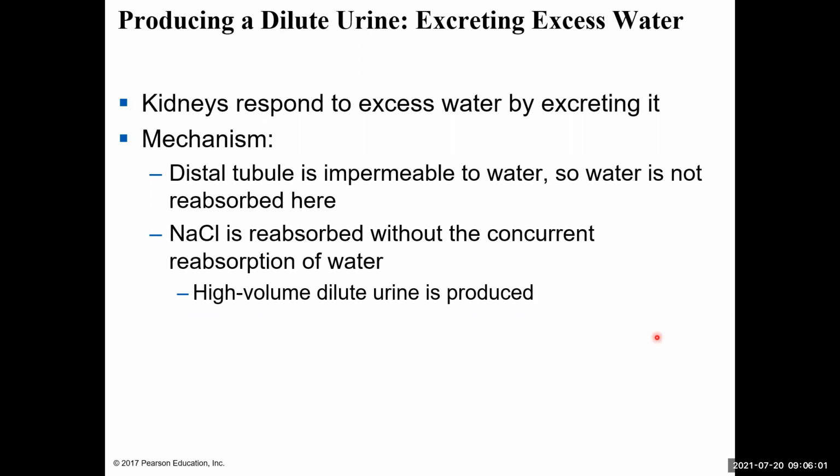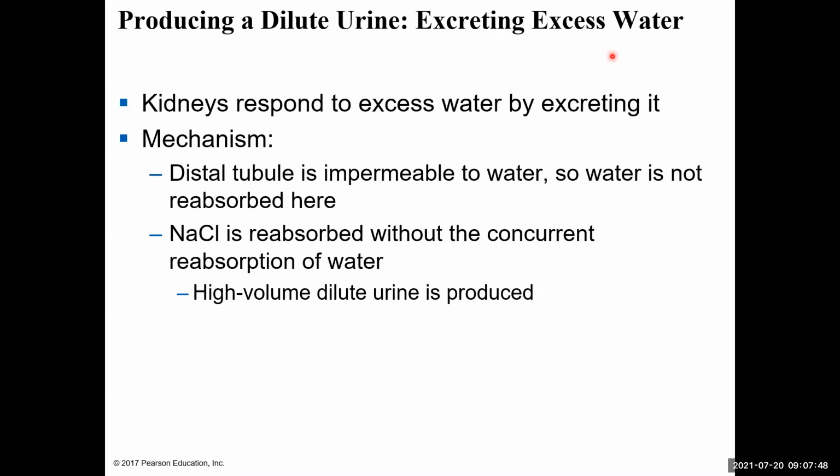Now, our bodies can produce a diluted urine or a concentrated urine, depending on how much water is present in our body. So if there's a lot of excess water, our kidneys will excrete it. If there is not a lot of water, our kidneys will conserve it so that our bodies have the appropriate amount of water volume.